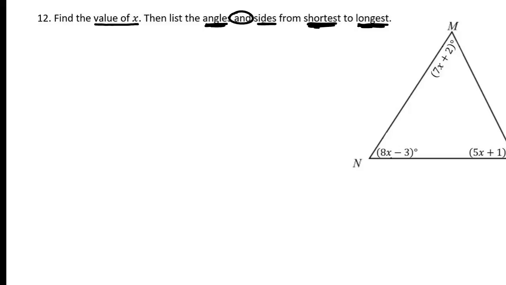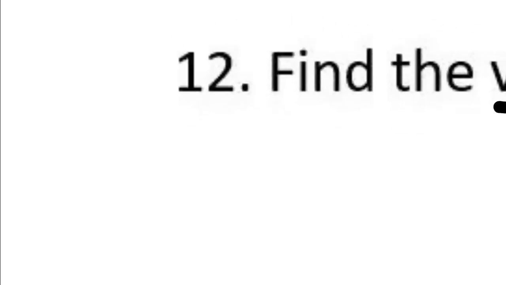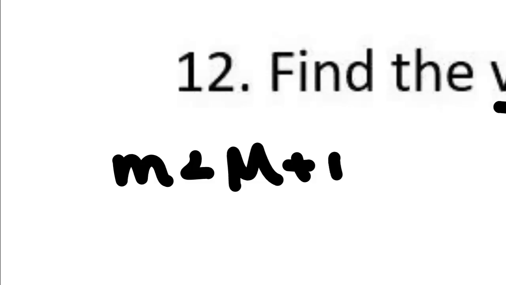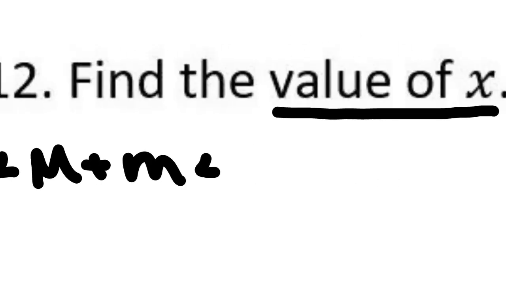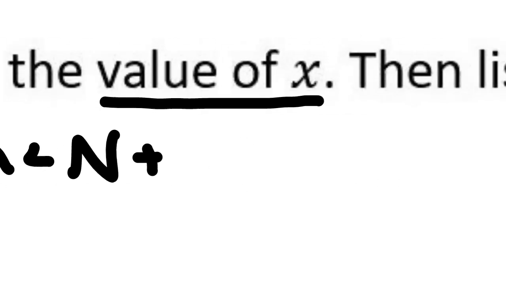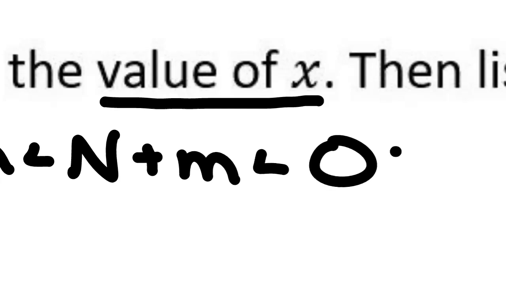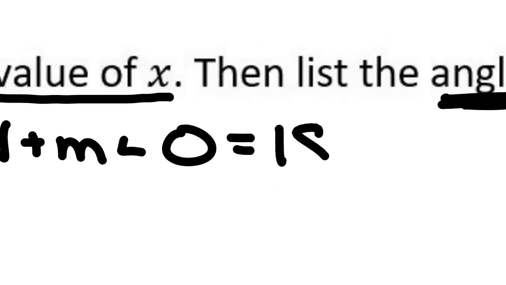At all three angles. X is part of the expressions for the sizes of these three angles. Notice they all have degrees on them, so we're talking about our angles here. Well, we know that the three angles of a triangle add up to how much? 180. So I could start writing an equation. It says the measure of angle M plus the measure of angle N plus the measure of angle O equals 180.